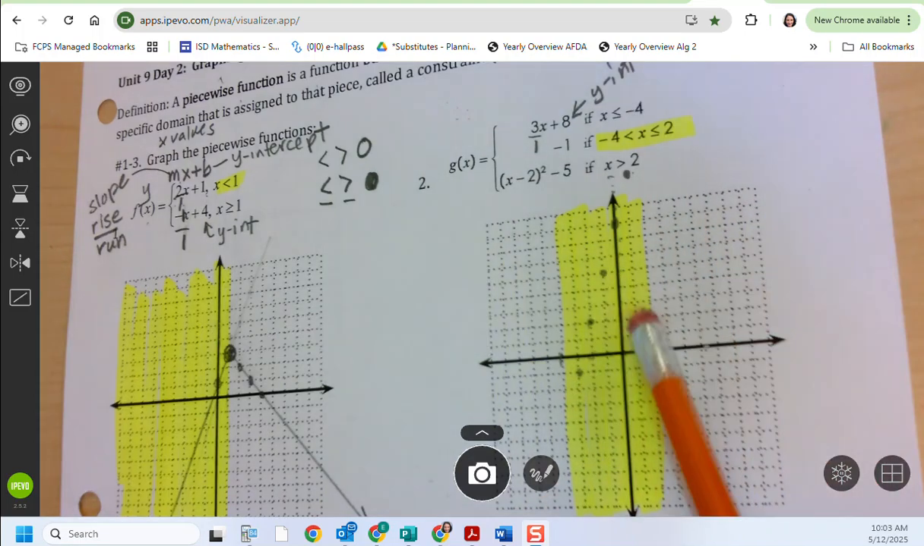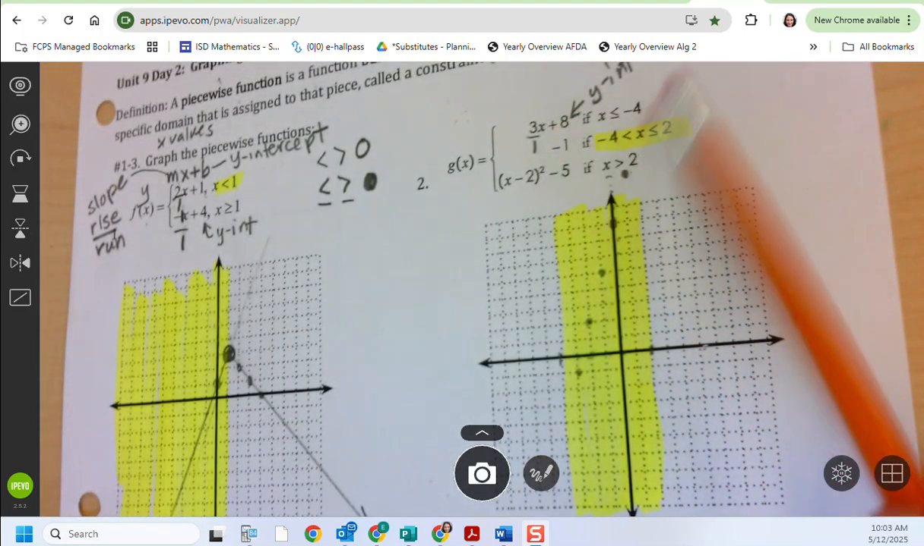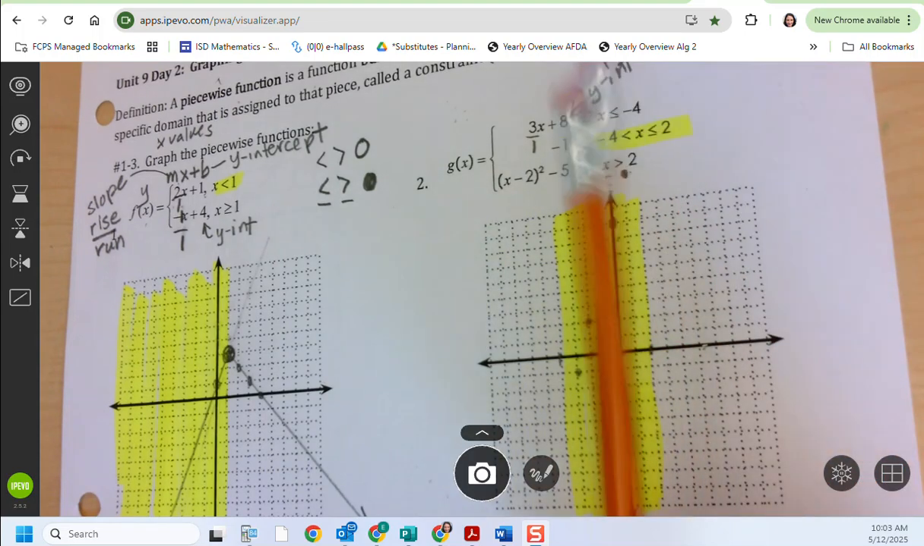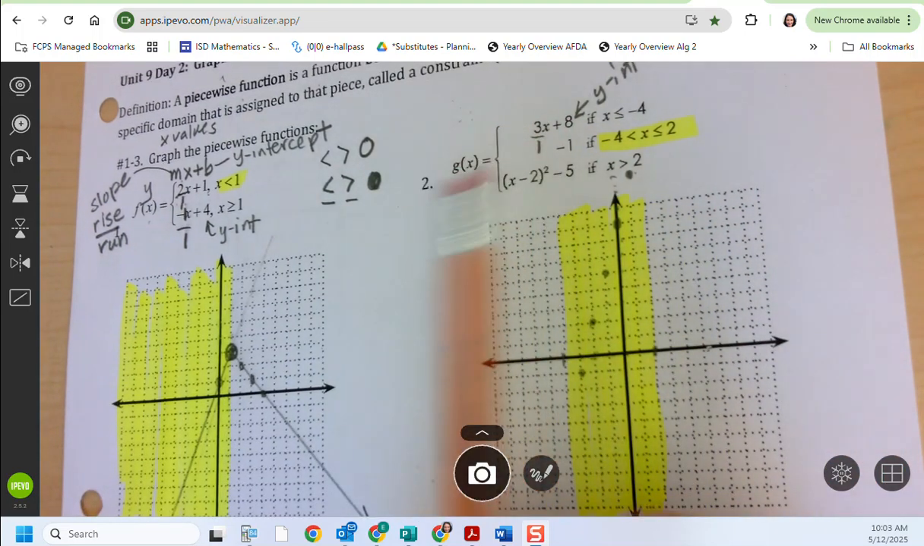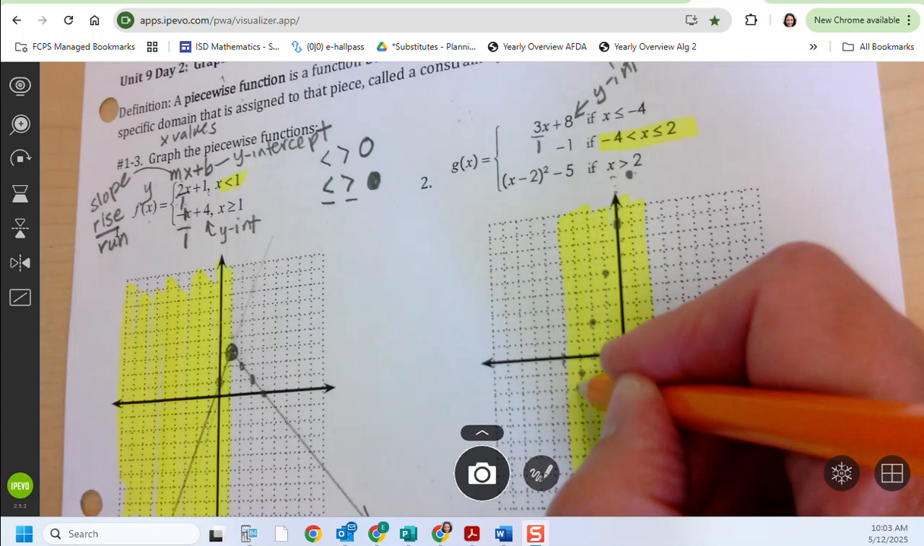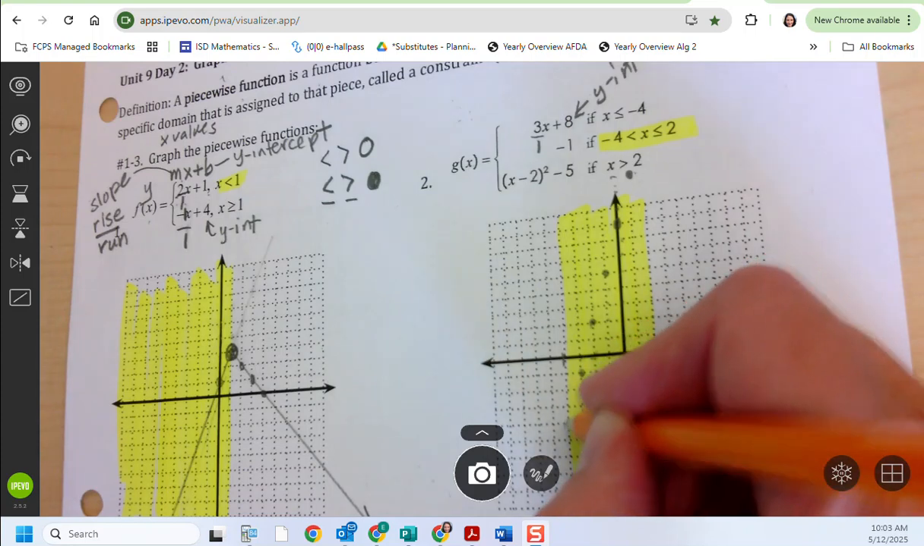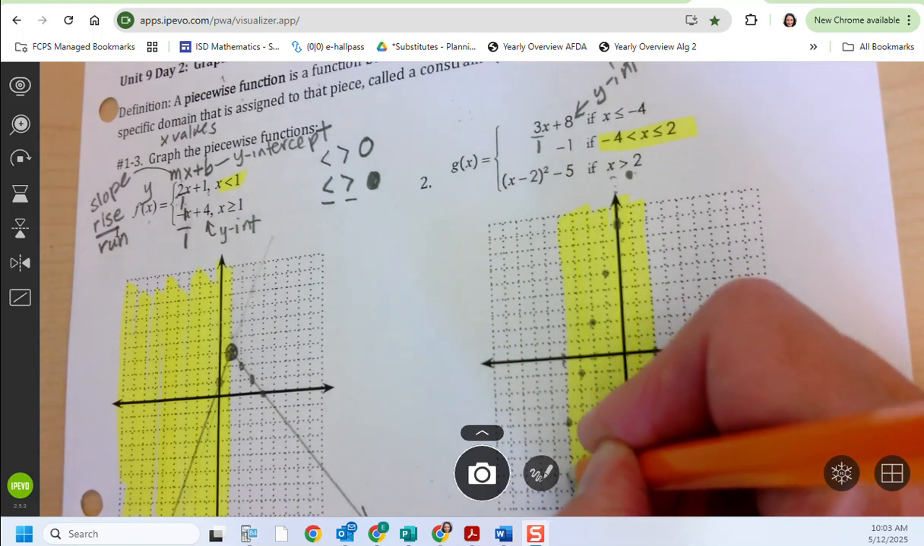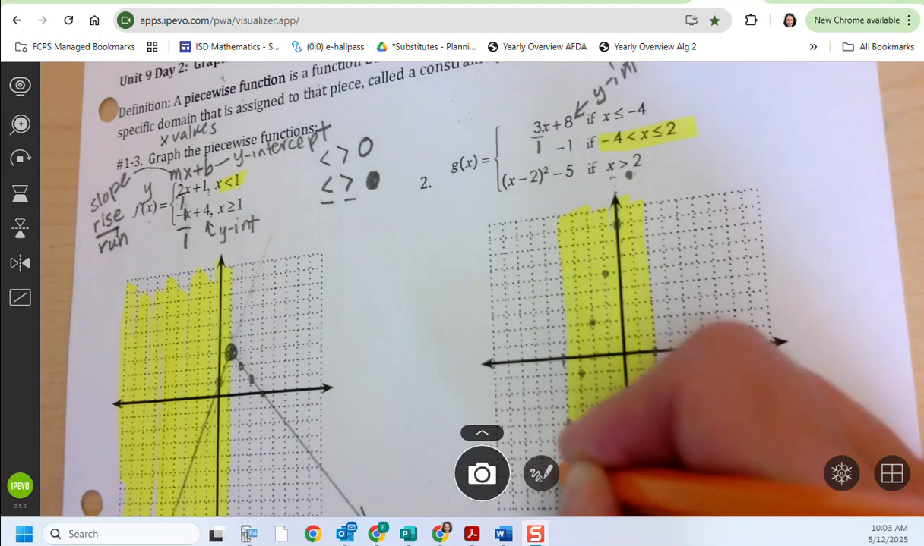Because I'm not even in the section I want to be in yet. I want to be x is less than or equal to -4, which is all the way over here. So I have to keep backing up. 1, 2, 3, 1. 1, 2, 3, 1. That should be enough.